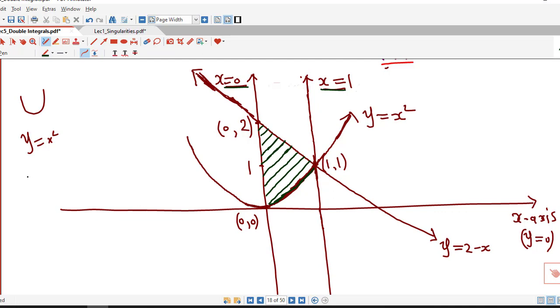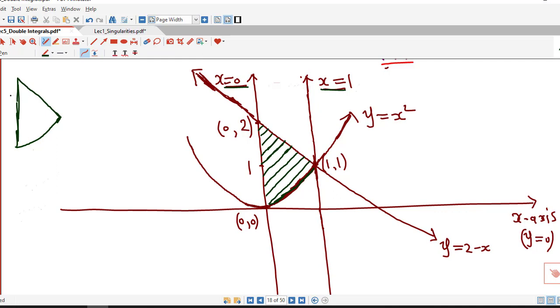Now in the given integral, the order of integration is with respect to y first and then with respect to x, but we want to change this order. We require the order dx dy, that is, we require integration with respect to x first. So for that we need to consider horizontal lines passing through the region. Now we can see our region looks like this.